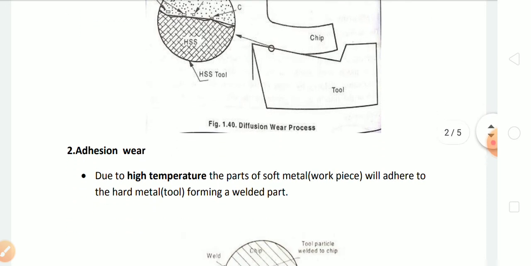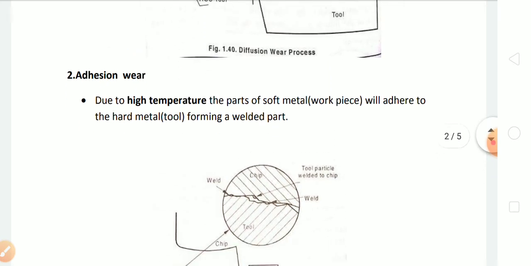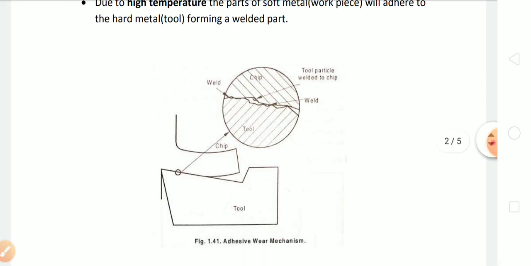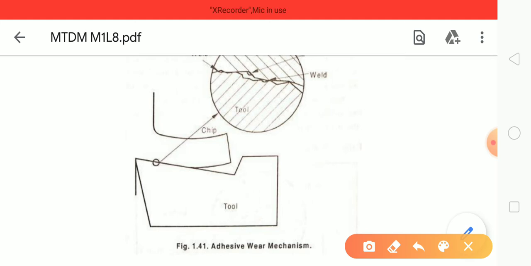Second is adhesion wear. Adhesion wear is also due to high temperature. The soft metal is basically the workpiece, and the hard metal is the tool. Due to high temperature, the soft metal parts will adhere to the hard metal, that is the tool, and become a welded-like part. So that is highly undesirable. That is adhesion wear. You can see the adhesive particles here, the small regions where the adhesion occurs.